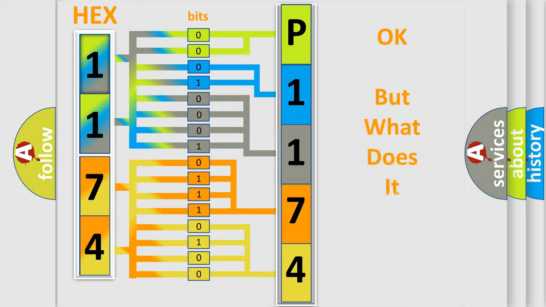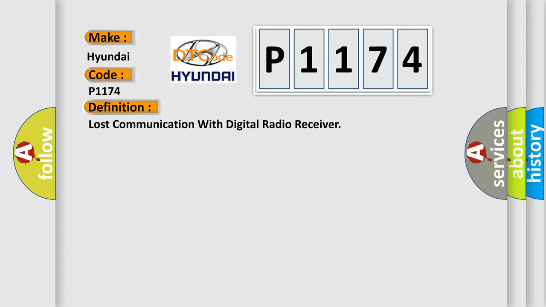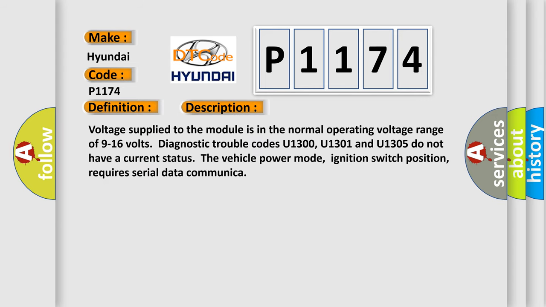The number itself does not make sense to us if we cannot assign information to what it actually expresses. So, what does the Diagnostic Trouble Code P1174 specifically mean for Hyundai? The basic definition is lost communication with the digital radio receiver. And now this is a short description of this DTC code.